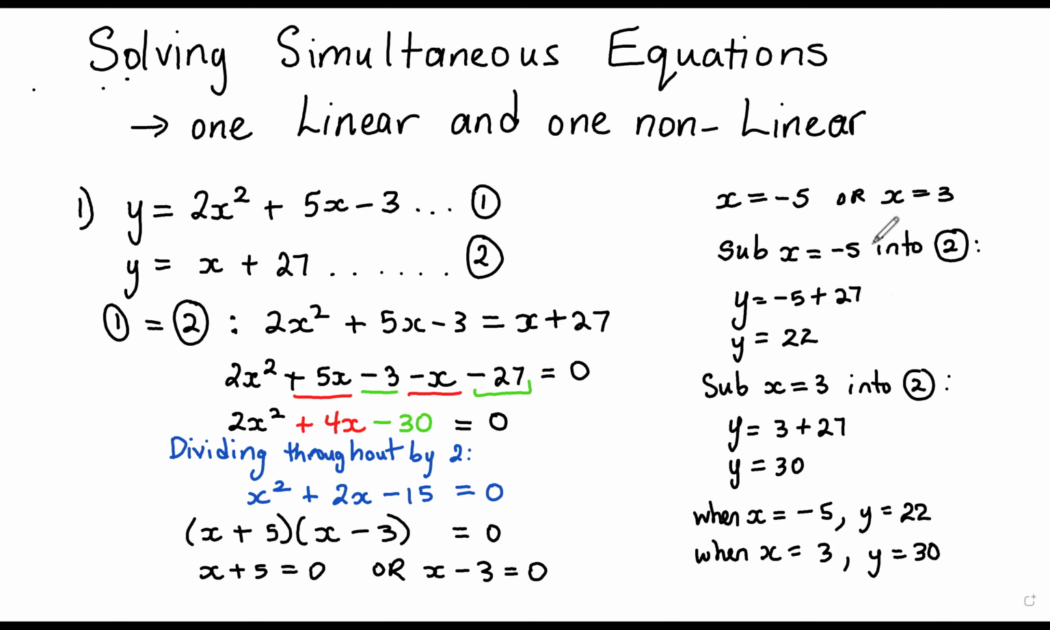And then I did the same for when x is 3. So y is equal to 3 plus 27, which is 30. And your two solutions will be when x is equal to negative 5, y is equal to 22, and when x is equal to 3, y is equal to 30.